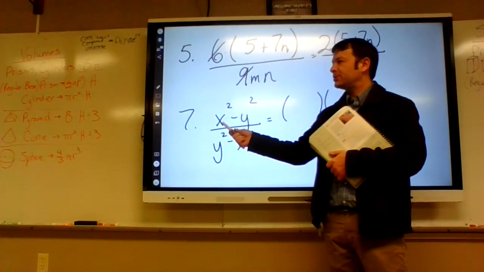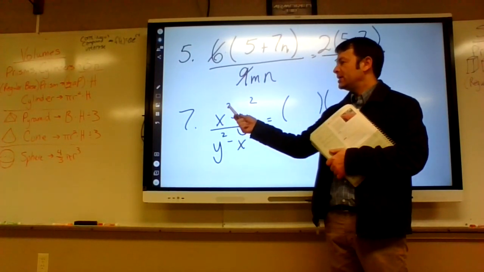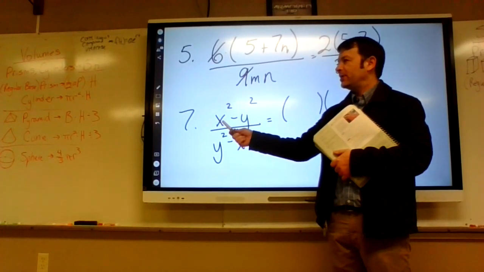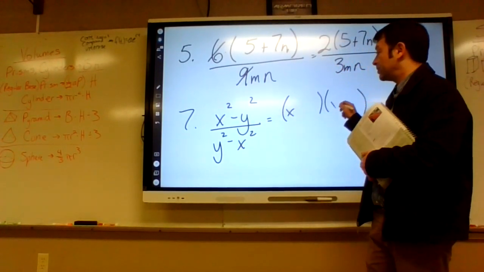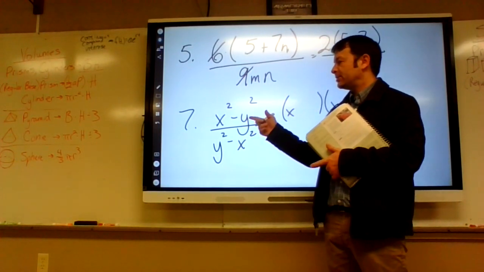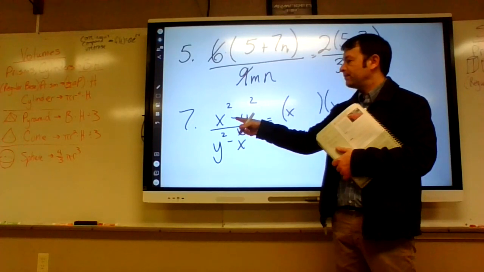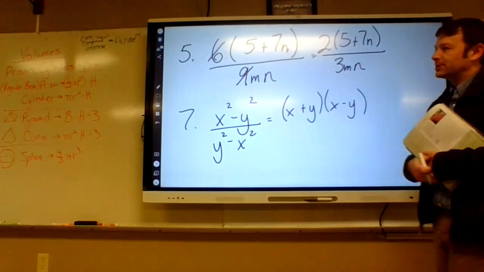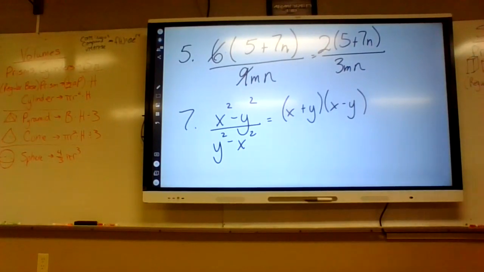Basically, you just take the square root of each of these. Something squared minus something squared. So what's the square root of x squared? X. Those go in the front. What's the square root of, or what goes into y squared? Y times y. But you need 1 plus and 1 minus. That is always the pattern for square minus a square.